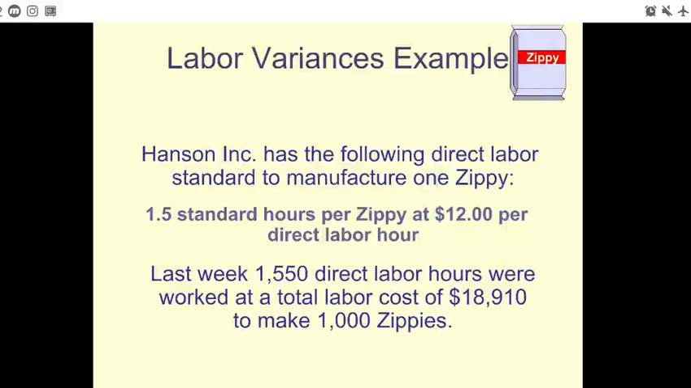Let's see, there is an example here. Hanson Incorporated has the following labor standard to manufacture one ZP: 1.5 standard hours per ZP at $12 per direct labor hour. So this is data from the US. I hear that it is normal in the US they pay several US dollars to factory workers per hour. So imagine the rate is $12 per hour.